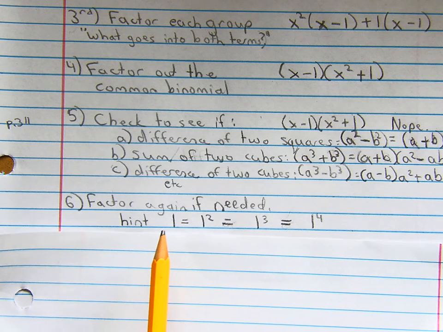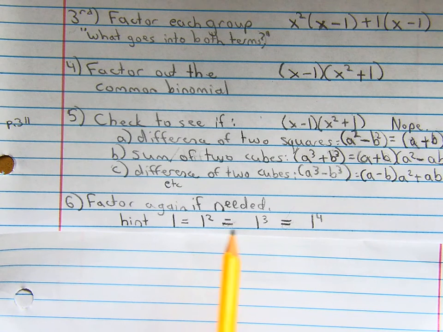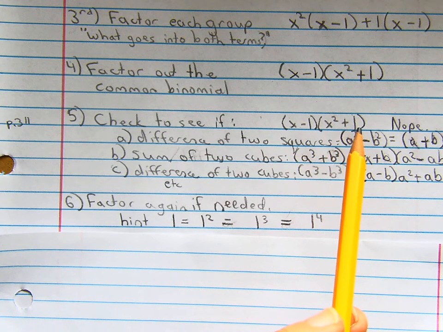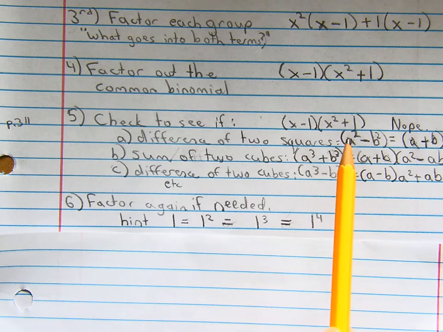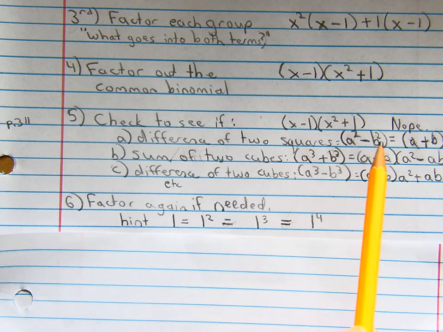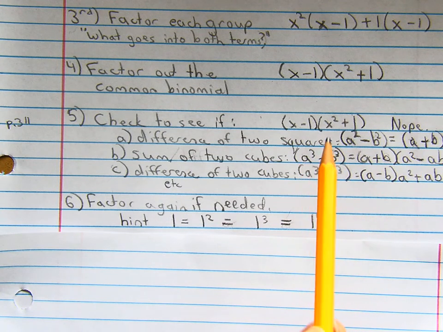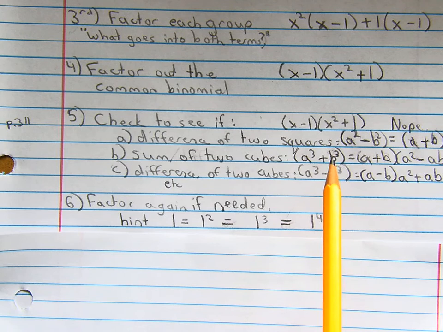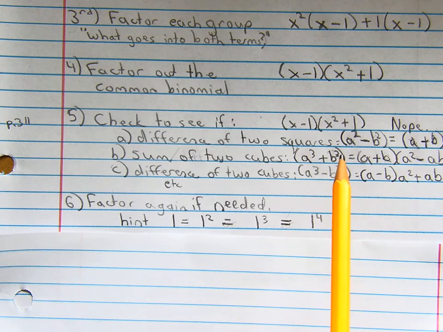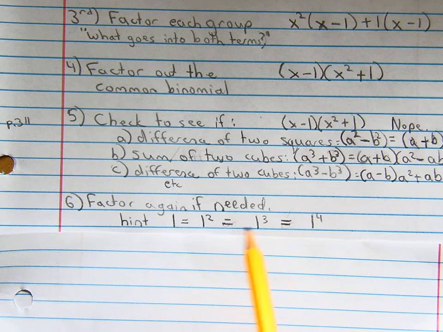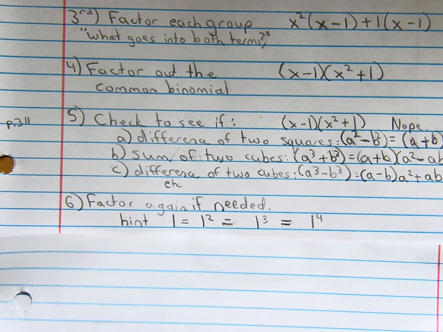Just a little reminder that 1 can be written as 1 squared, or 1 to the 3rd, or 1 to the 4th, etc. So if I happen to have had x squared minus 1, I could have said that was the difference of 2 squares, and I could have gone from there. Or if it was x to the 3rd plus 1, then you're going to say, okay, that could be rewritten as the sum of 2 cubes. So that's a little thing to remember about 1, that it is very versatile between the different exponents. All right.